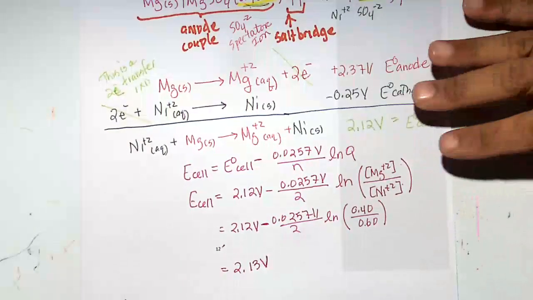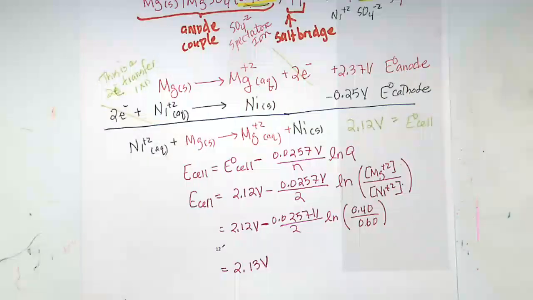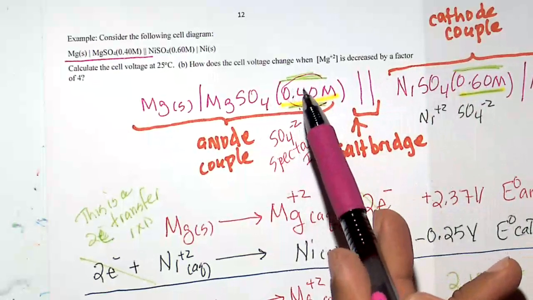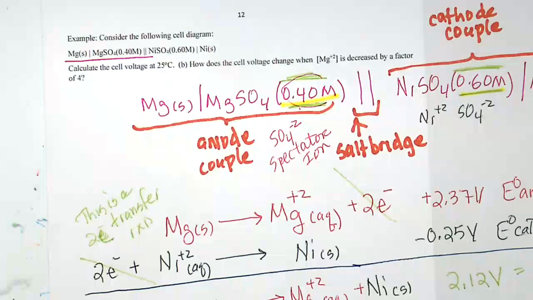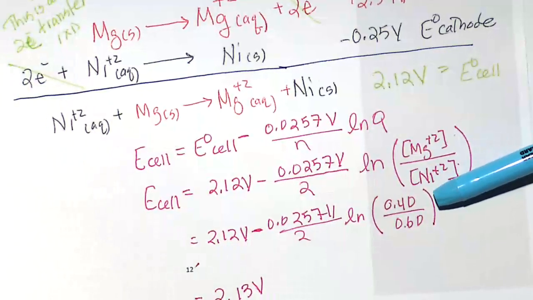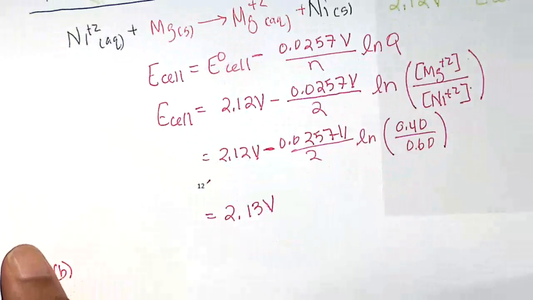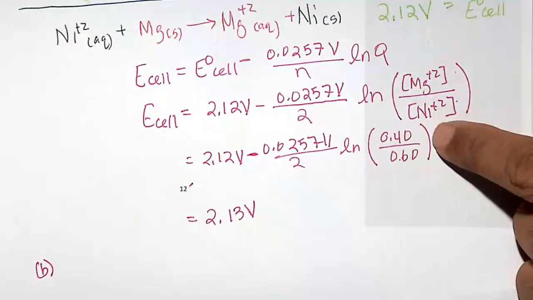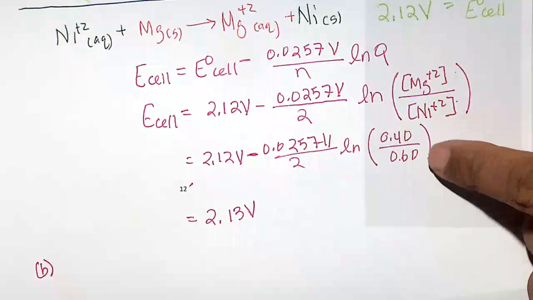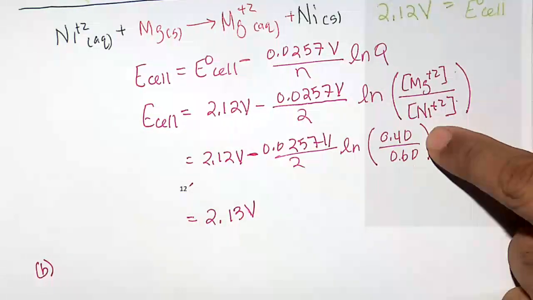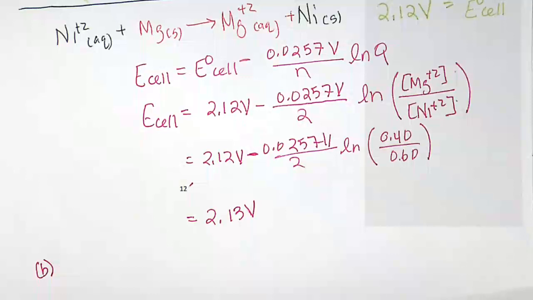All right, in part B, we will decrease magnesium by a factor of 4. Okay, let's go to part B and finish this off. How does the cell voltage change when the magnesium is decreased by a factor of 4? So when you decrease it by a factor of 4, this is no longer 0.4, but what's 0.4 divided by 4? Okay, 0.1. So all we got to do to solve for part B is replace 0.4. Magnesium has gone down by a factor of 4, so 0.4 divided by 4 is 0.1. So we plug everything in, but instead magnesium has decreased from 0.4 to 0.1.